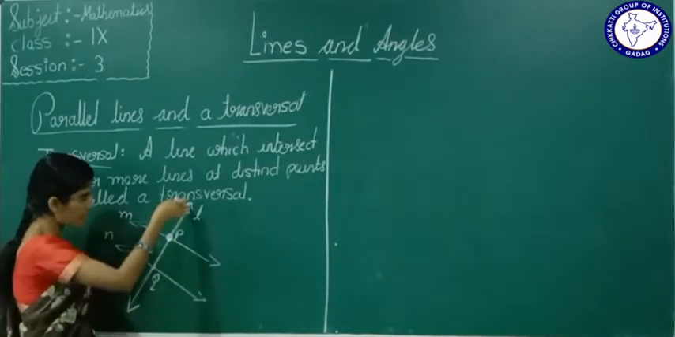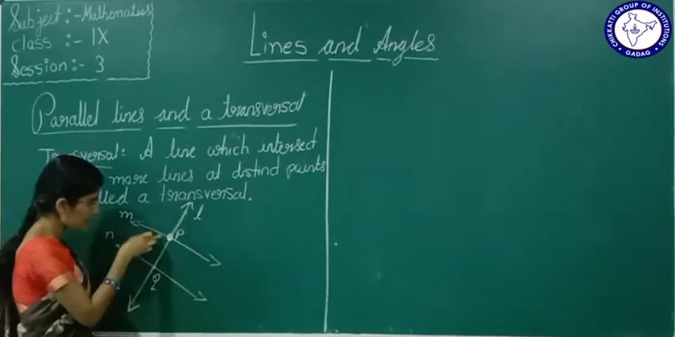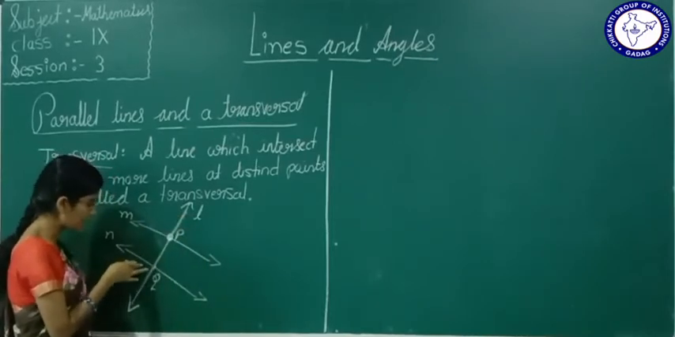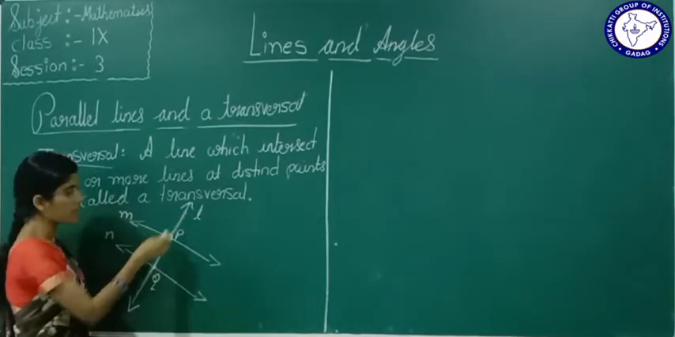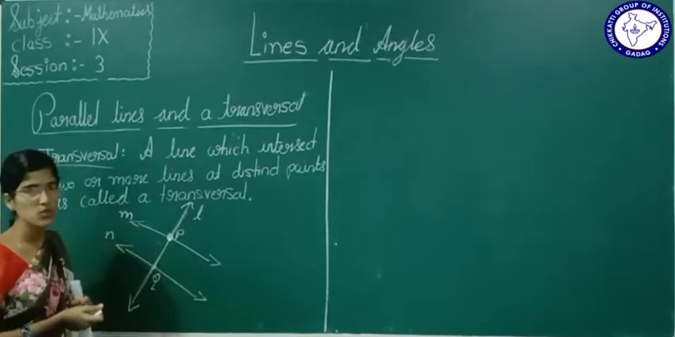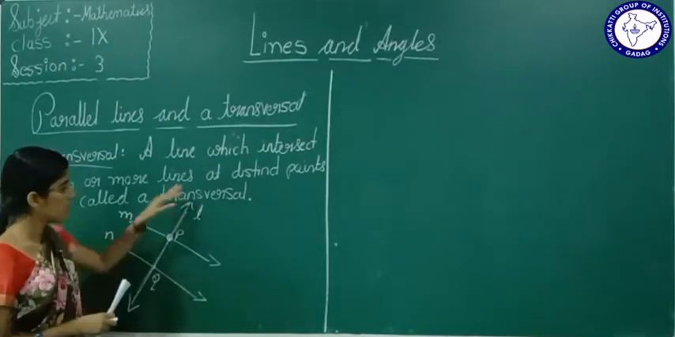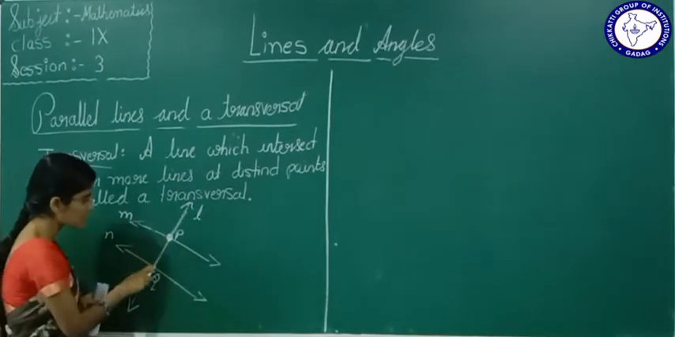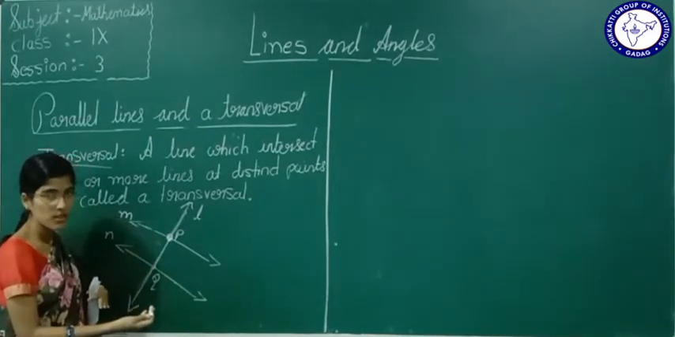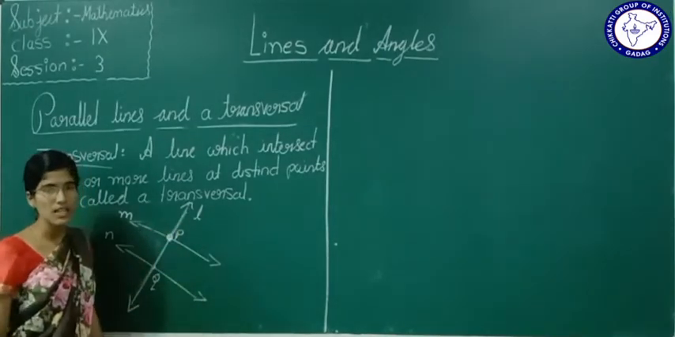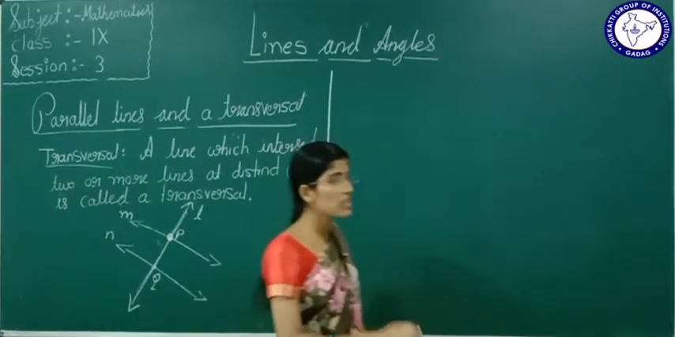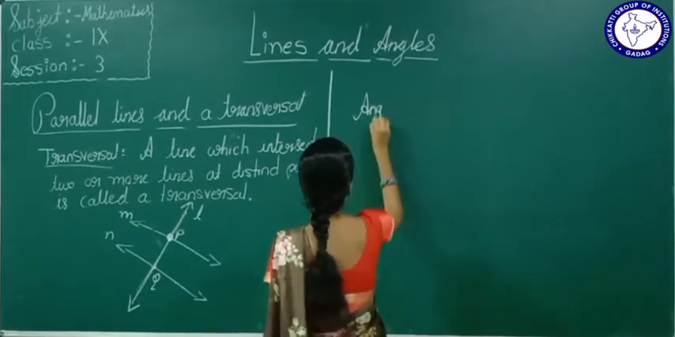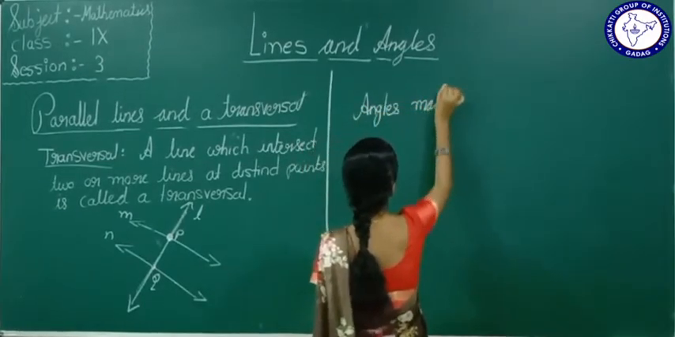Yes or no? This line L intersects line M at point P. The same line L intersects line N at Q. Therefore, this line L is called a transversal. Then what is the meaning of transversal? A line which intersects two or more lines at distinct points, at different points, is called a transversal. So when we come to know the meaning of transversal, the next topic is angles made by a transversal.